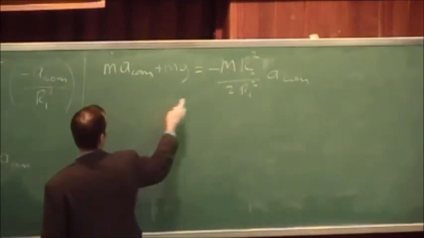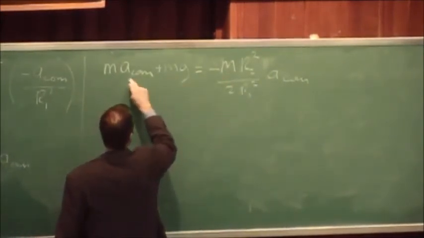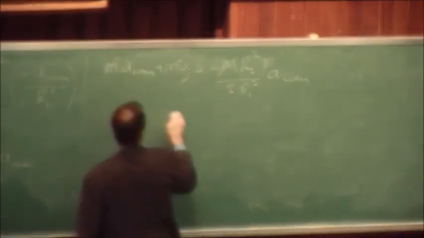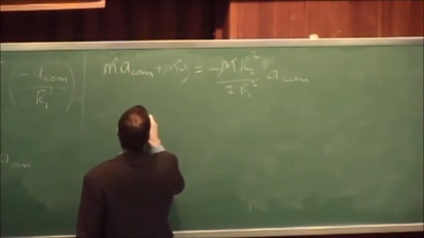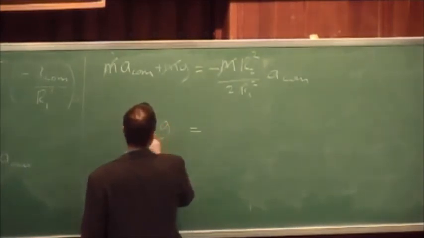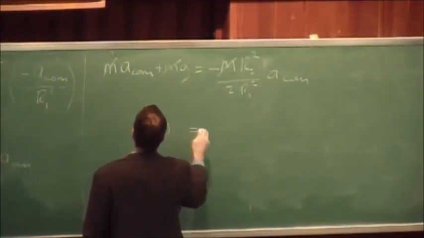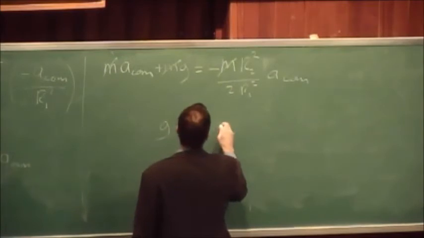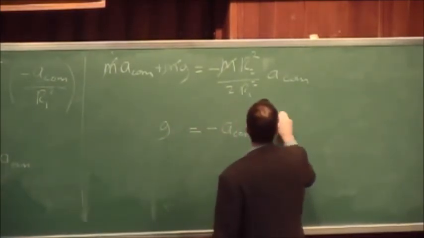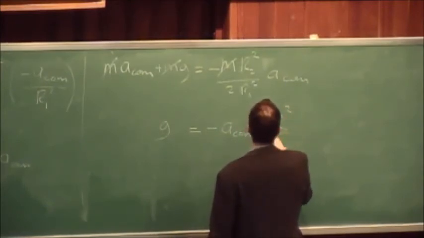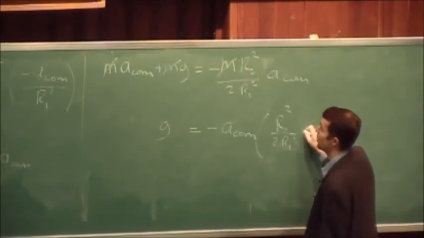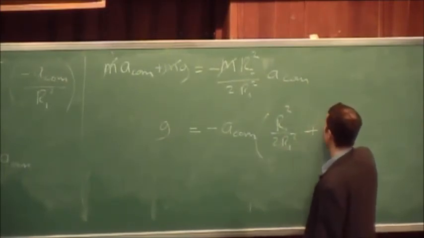And so I see that if I just bring this over to this side, I see that this gives me, and I'll cancel the m's. And so we see that we get, this is g is equal to minus a center of mass. We're going to get an r2 squared all over 2 r1 squared plus 1.